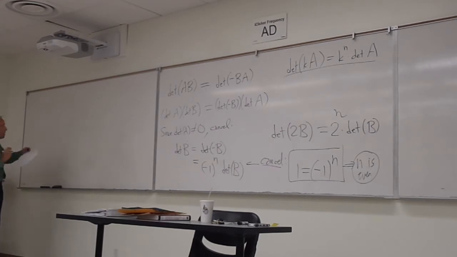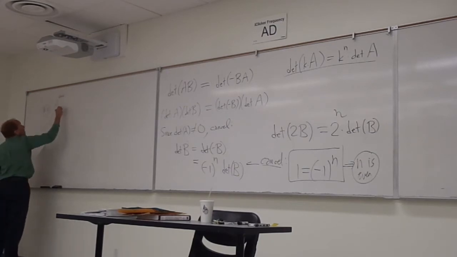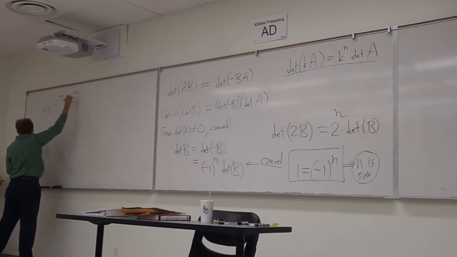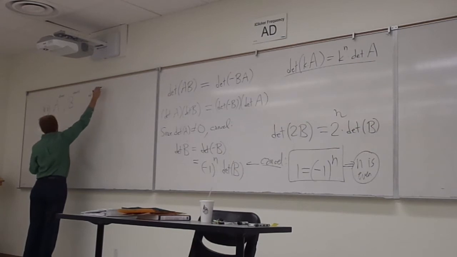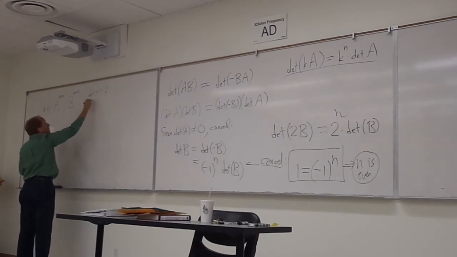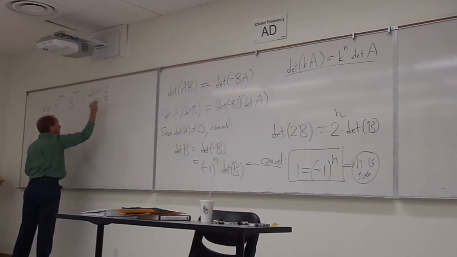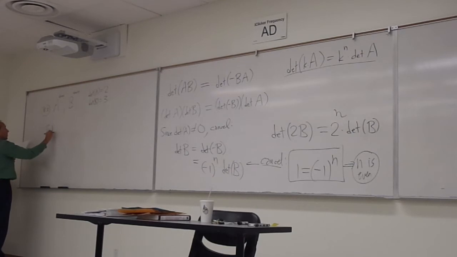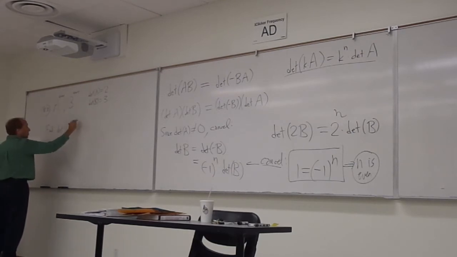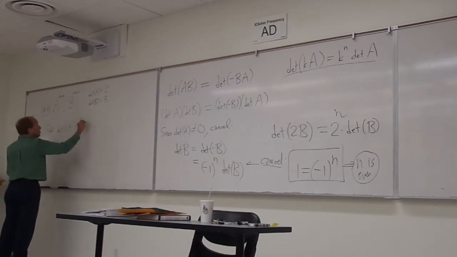Okay, here's another one. This one's quick. You guys already know how to do this one, I'm sure. Number 3. A is a 4 by 4. B is a 4 by 4. And the determinant of A is 2, and the determinant of B is 3. So here is the question. Find the determinant of the quantity A inverse B, transposed, times the quantity 2B, inverse.